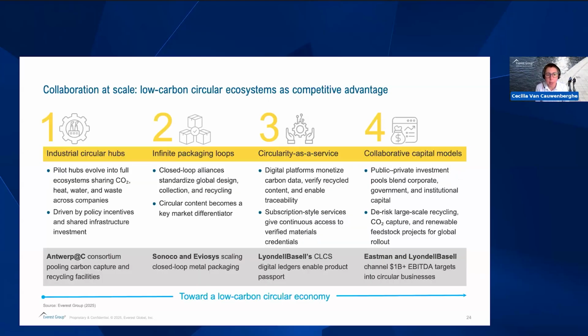So going to the next slide very quickly, just to summarize what we saw. Industrial circular hubs, infinite recycling loops, service models, capital models, all together build the structural layers of scale. So share infrastructure through symbiosis, share capital through pooling, share capability through mergers and acquisitions, share knowledge and material flow through licensing and take back.